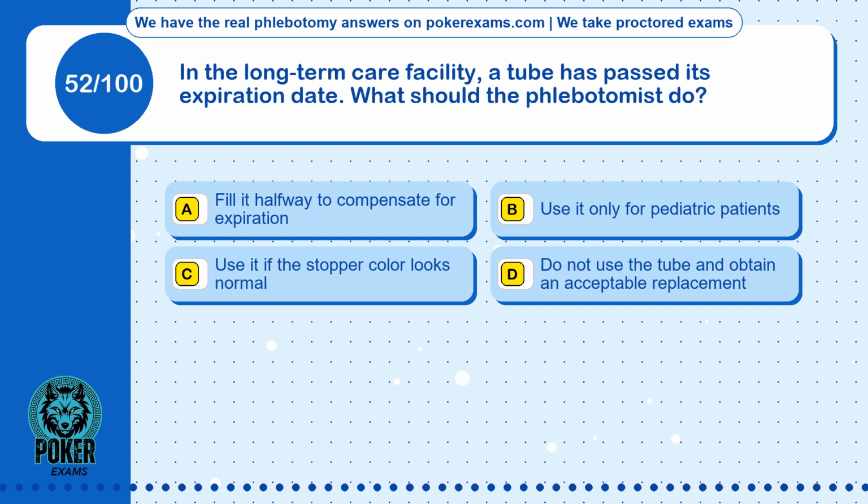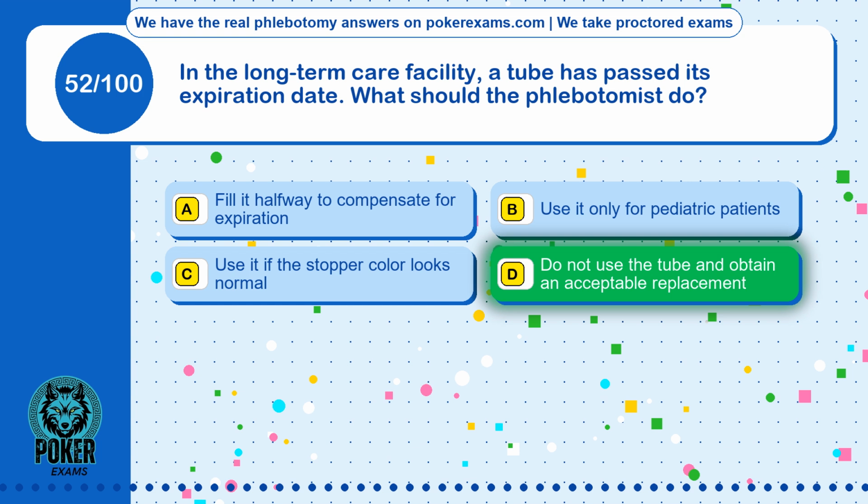Question 52. In the long-term care facility, a tube has passed its expiration date. What should the phlebotomist do? Option A. Fill it halfway to compensate for expiration. Option B. Use it only for pediatric patients. Option C. Use it if the stopper color looks normal. Option D. Do not use the tube and obtain an acceptable replacement.